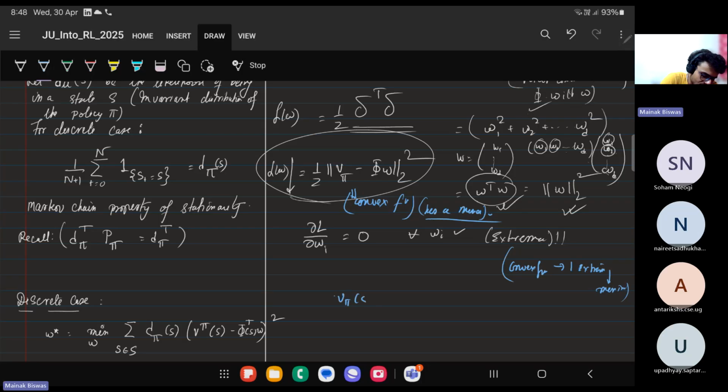V pi of S minus phi of S transpose W, sum over i equal to 1 to d, squared, summation over S. So let's say I take the derivative of the loss with respect to Wj. So what will it be?